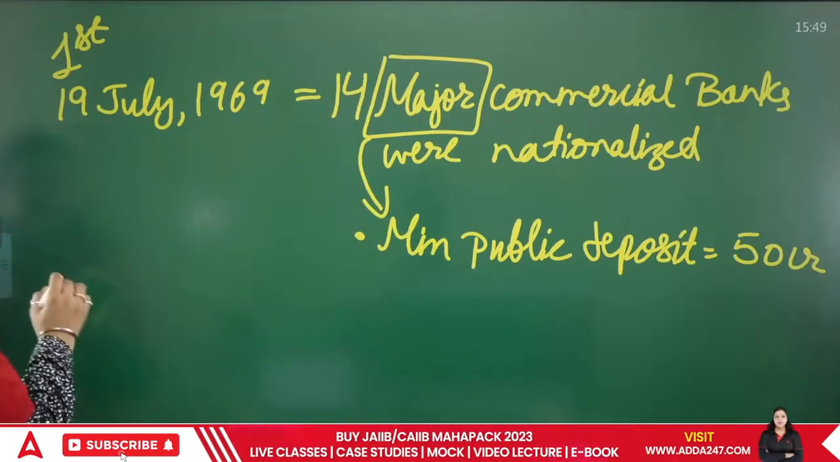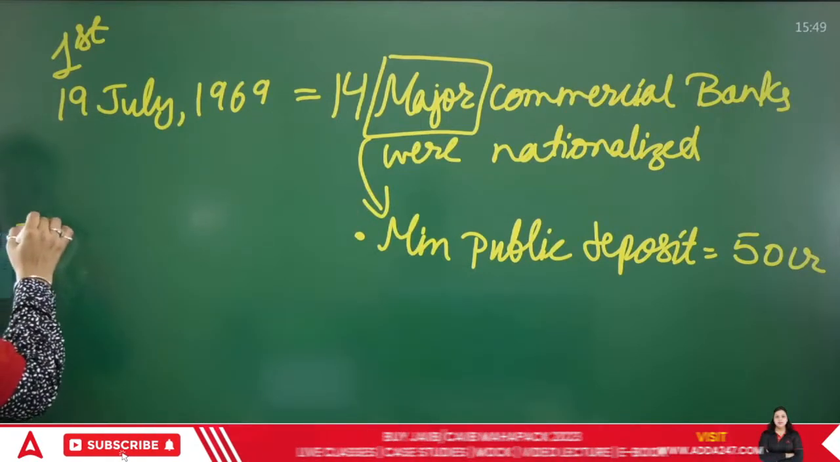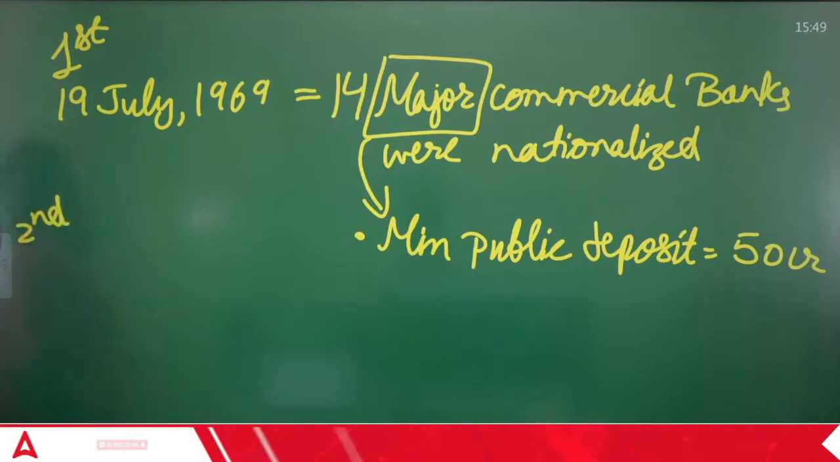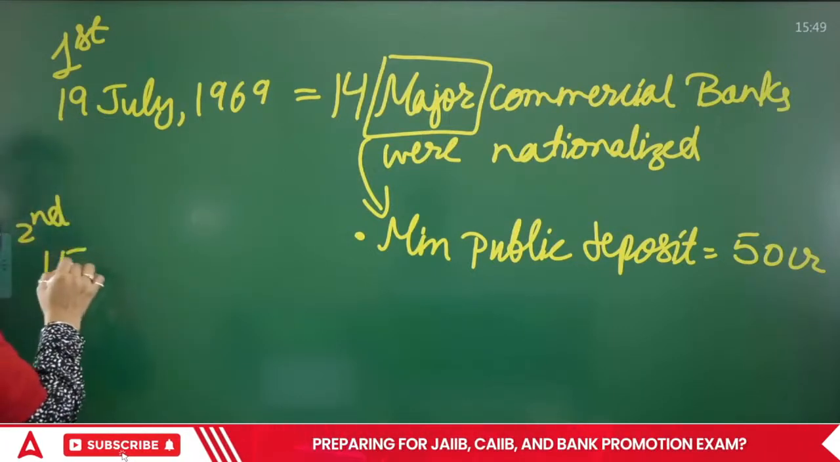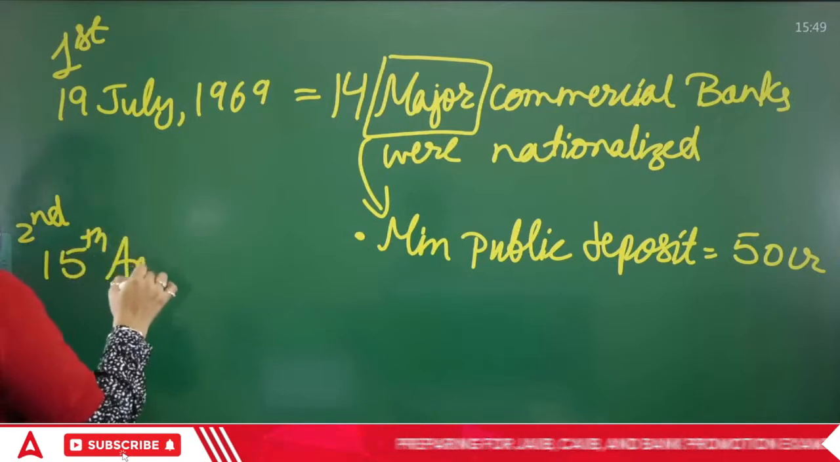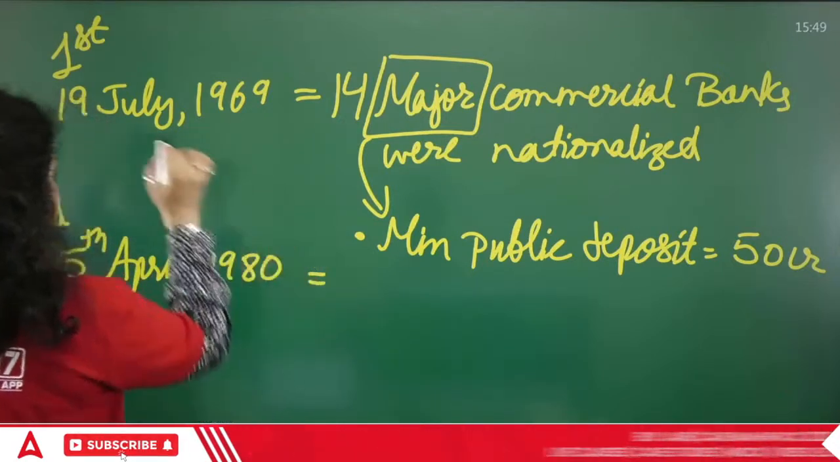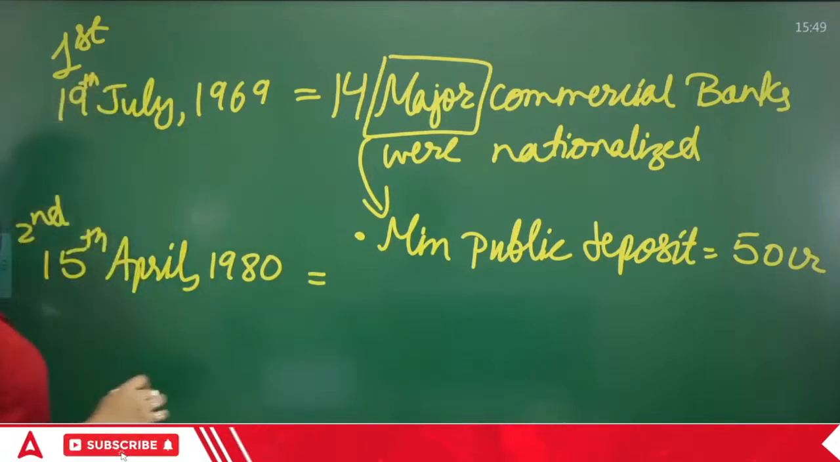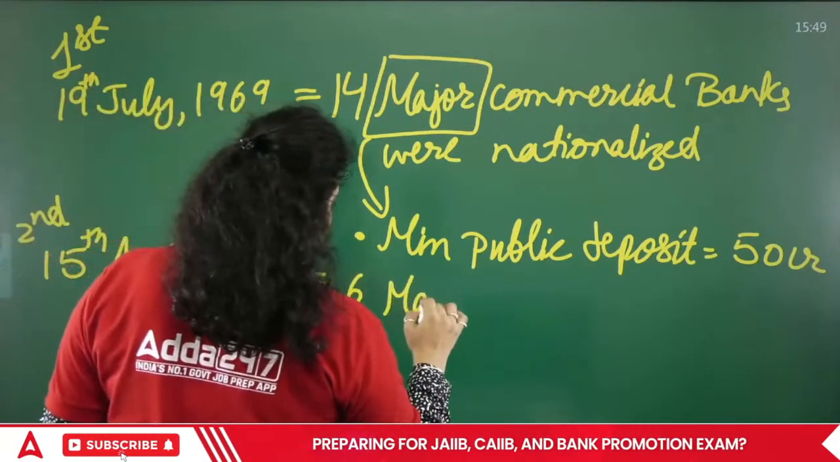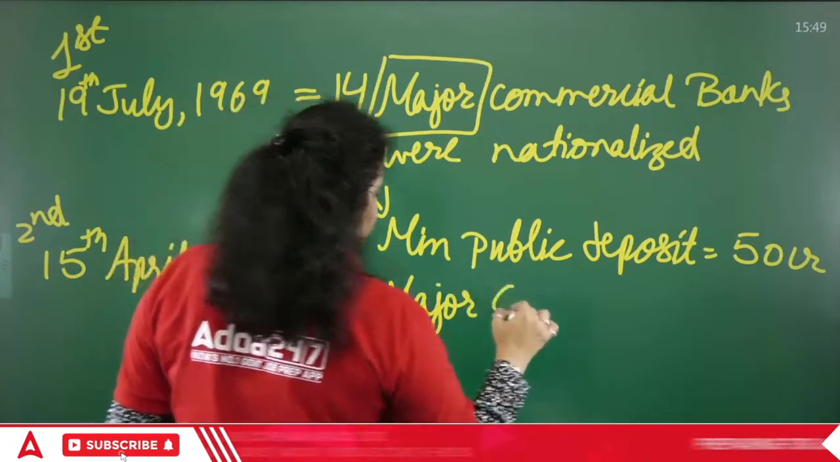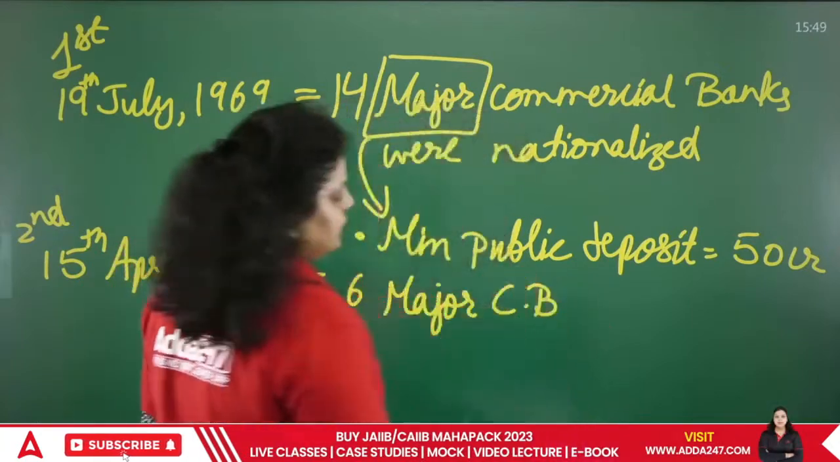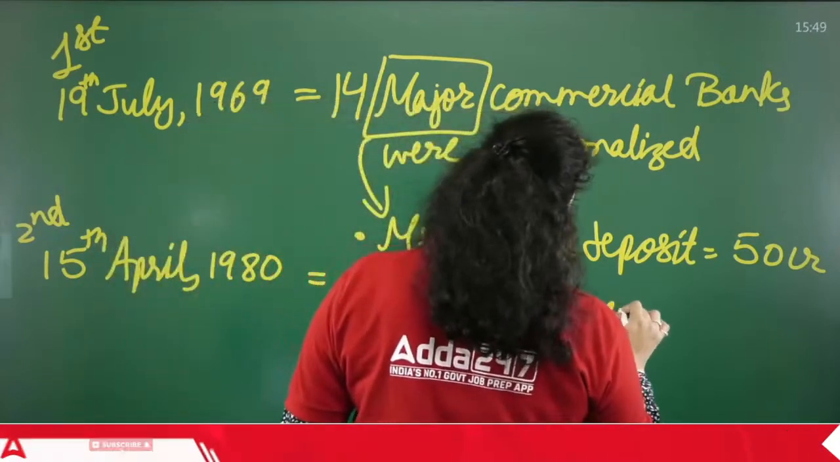And if I talk about the second nationalization, it happened on 15th of April 1980. Here 6 major commercial banks were nationalized.